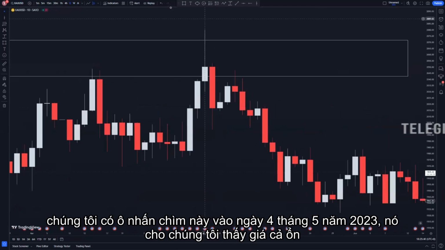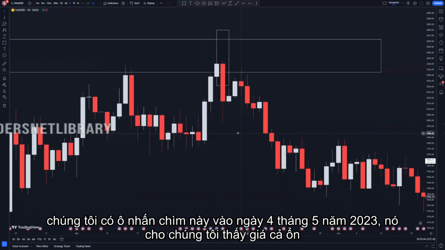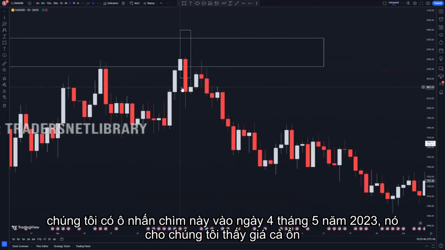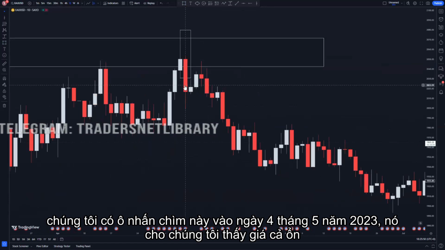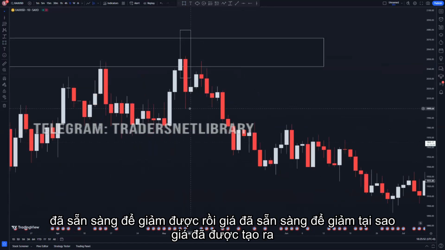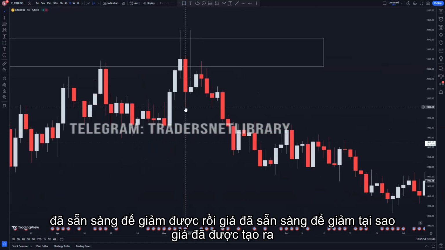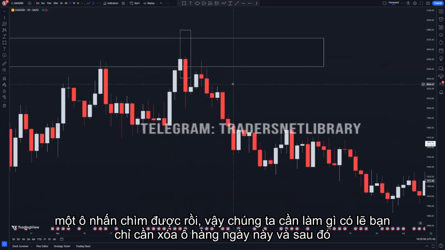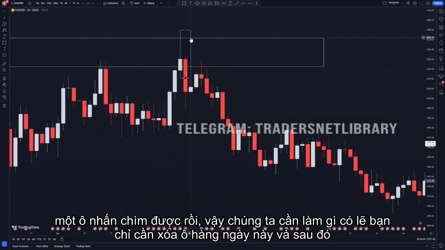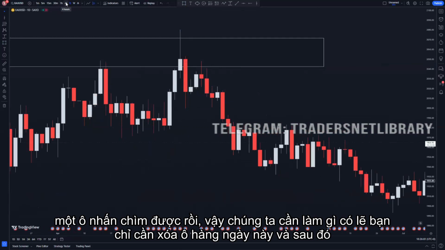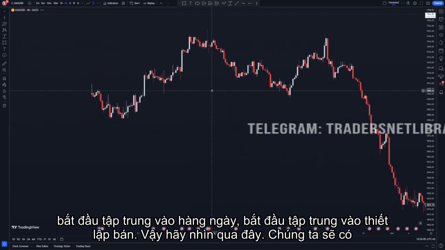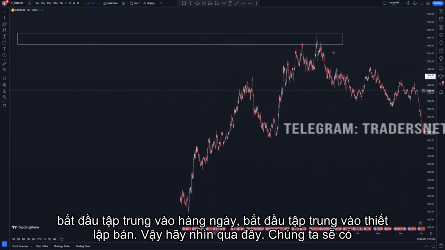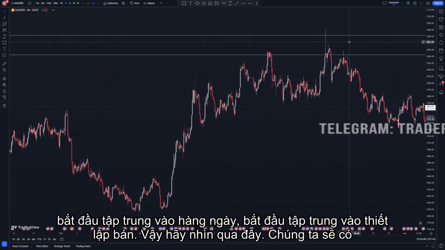Look over here. We have this engulfing sell, which is on the 4th of May 2023. It shows us that the price is ready to go down. Why? Because the price has already created an engulfing sell. So what do we need to do? Maybe you can just erase this daily sell and start to focus on the sell setup.